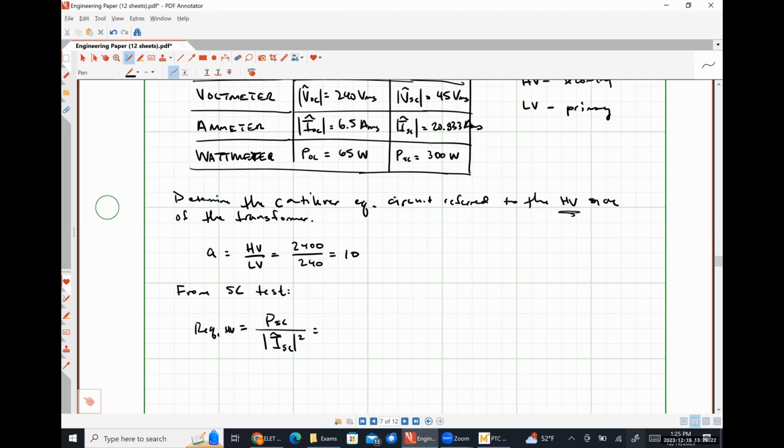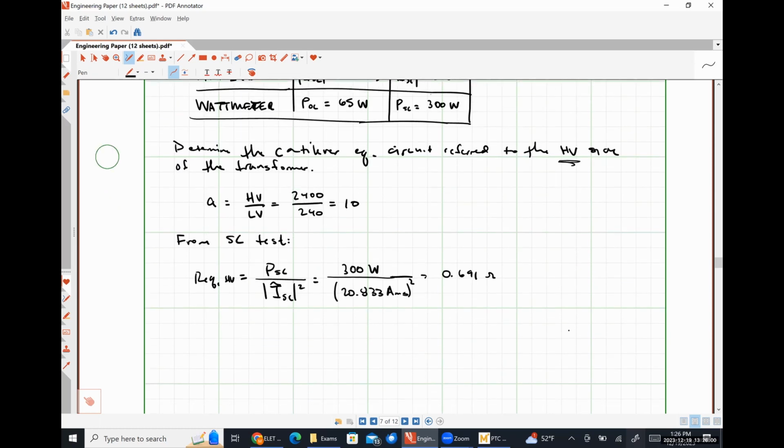Going directly from the table here, that's going to look like 300 watts divided by 20.833 amps RMS quantity squared. Throwing that into my calculator, 300 over 20.833 squared is going to give me 0.691 ohms.